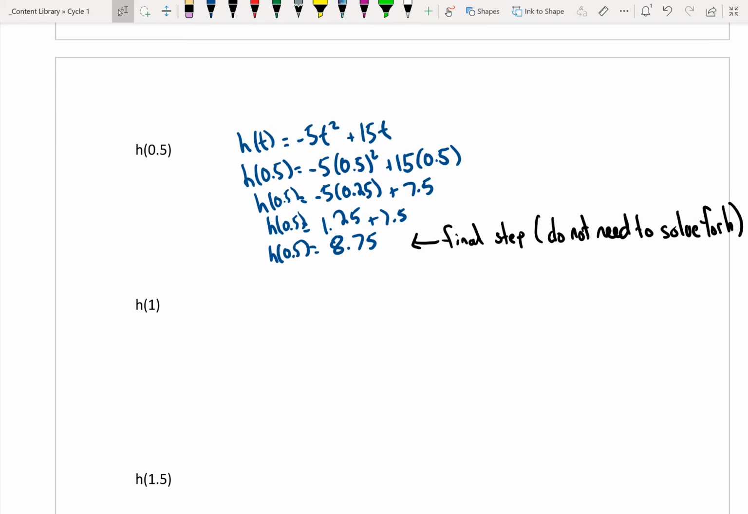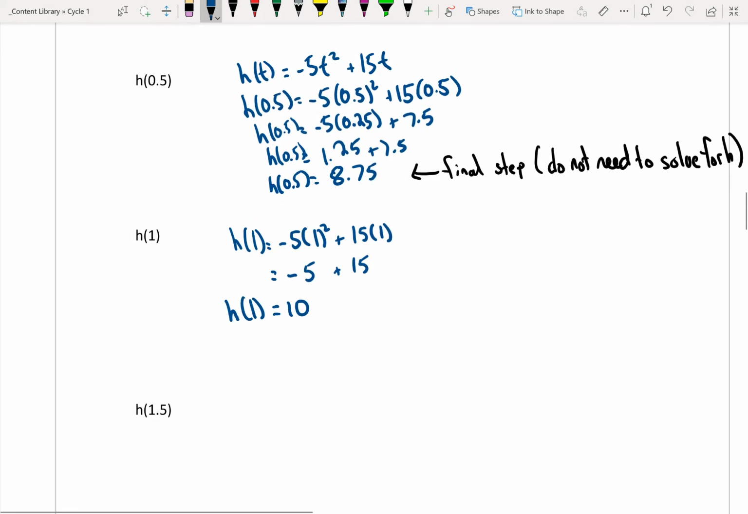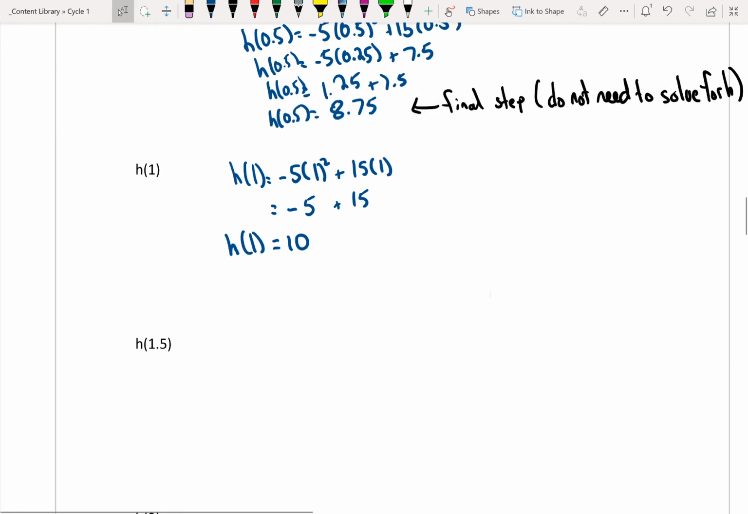Right, so h of 1 is the same idea. I'm taking that original function, and everywhere I see a t, I'm replacing it with 1, because this is saying the function h when my variable is 1, and my variable in this case was t. So negative 5 times 1 squared is negative 5, plus 15 equals 10. So that means when t is 1, my height is 10.